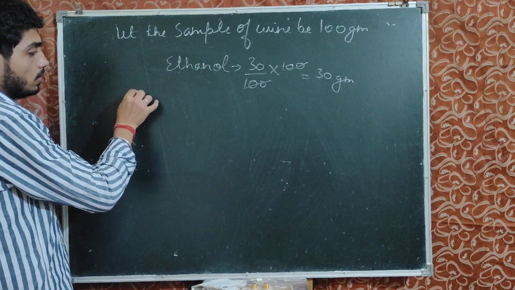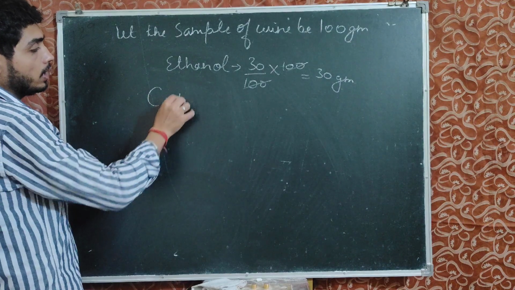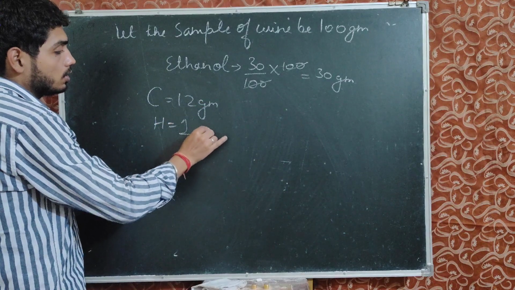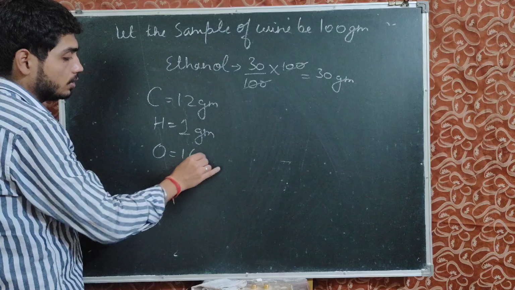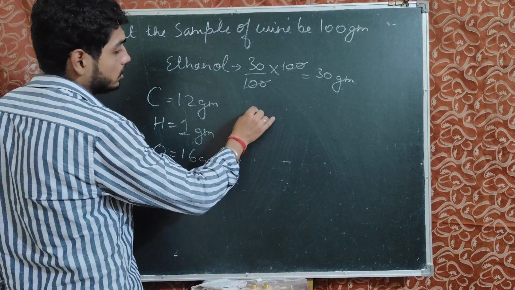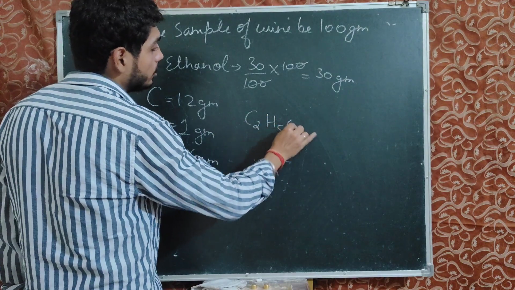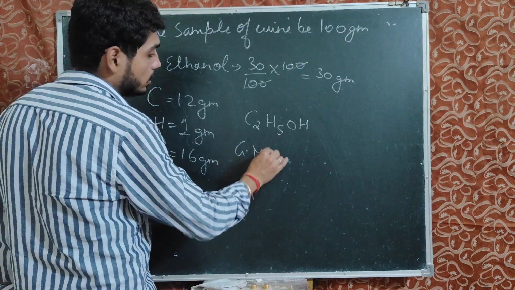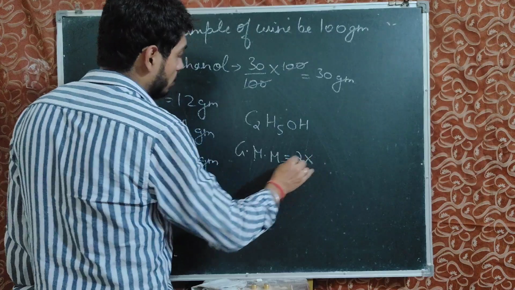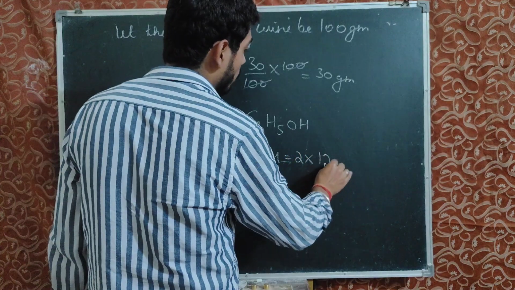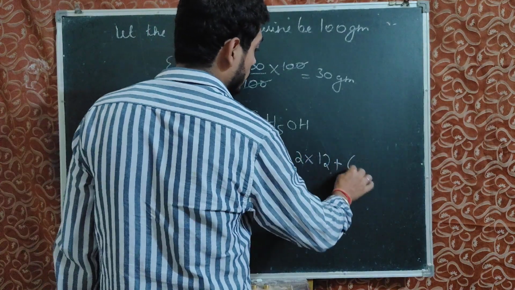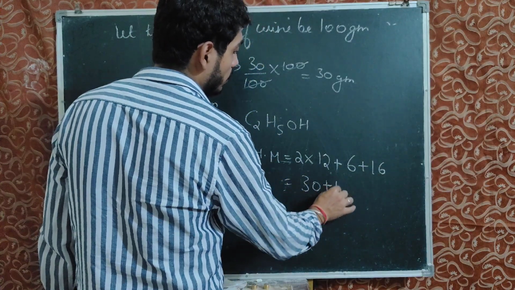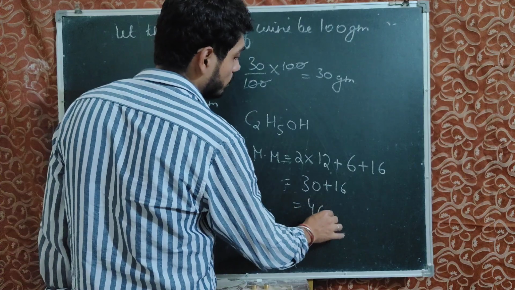Let me give you that carbon is having an atomic mass of 12 gram, hydrogen is having an atomic mass of 1 gram, oxygen is having an atomic mass of 16 grams. So what is C2H5OH? This is ethanol, ethyl alcohol. Let us calculate the gram molar mass. 2 into 12 plus 6 plus 16. 24, 30. 30 plus 16 comes out to be 46 grams.